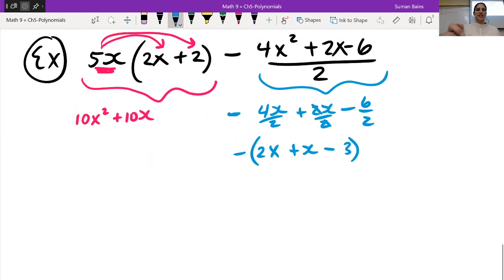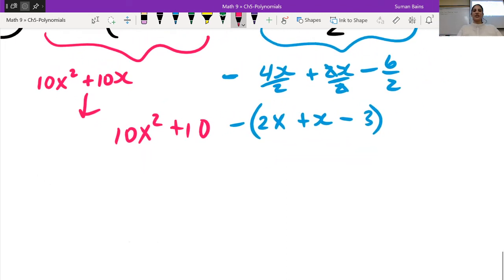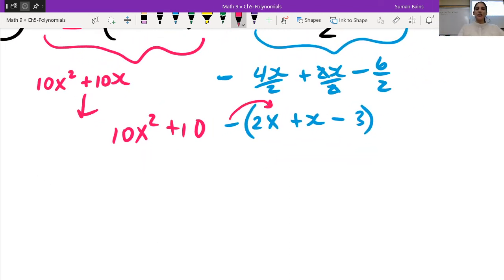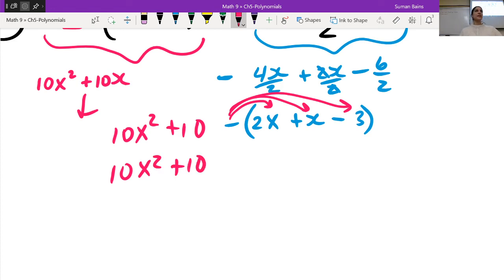So now to put this all together, oops, I guess I've left that off. 10x squared plus 10x. And then I have this part. So if I want to deal with this and get rid of the brackets, we want to distribute the negative. There, there, and there. So we have 10x squared plus 10. Everybody good so far? And then we have minus 2x, minus x, and plus 3.